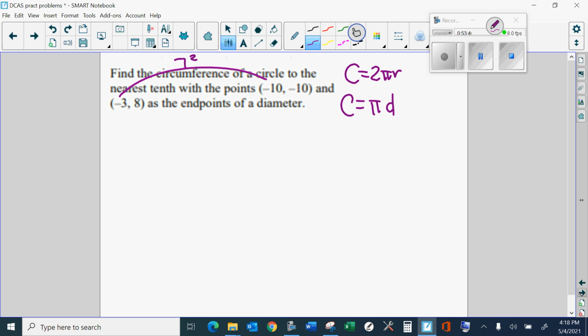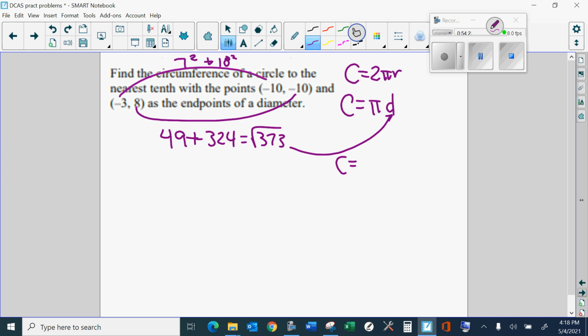7, so I square it. How far from 8 to negative 10? That's 18, and I square that. 49 plus 18 squared is 324. Those of you who memorize your squares, I've told you to for extra credit, 18 squared is 324. Add that together, and that's 373. Okay. Square root of 373. Okay. And that's my diameter, so it goes in there.